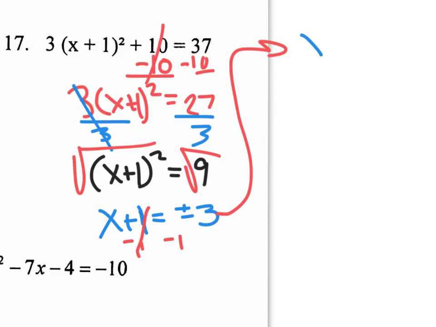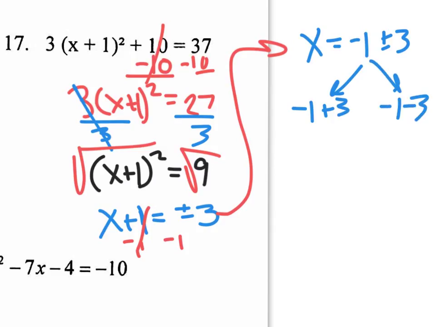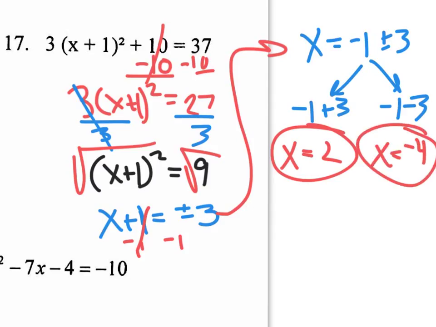Well, we have x on the left side equals, and we have the negative 1 plus or minus 3. Now the negative 1 plus or minus 3 is actually two answers. It's negative 1 plus 3, and it's also negative 1 minus 3. Okay, so the negative 1 plus 3 gives us an answer of x equals 2. And the negative 1 minus 3 gives us an answer of x equals negative 4. Ta-da!